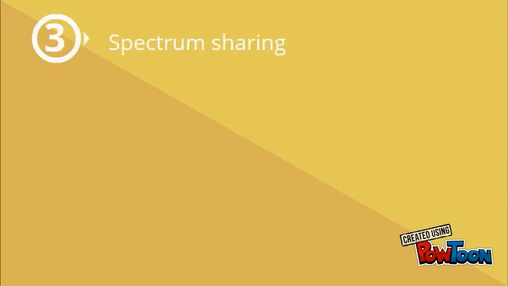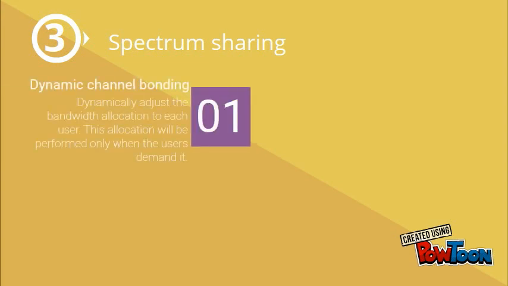There are two approaches to improve spectrum efficiency. The first is to dynamically adjust the bandwidth allocation. Only perform allocation on users' demand. Users with higher demand receive higher allocation. This essentially allows any unused spectrum gaps to be filled and maximize capacity.